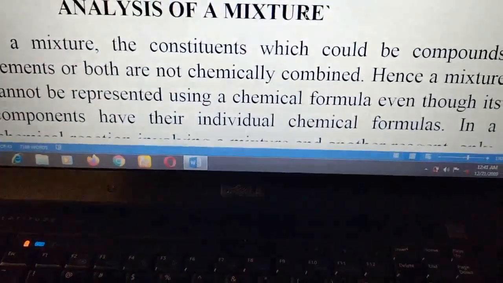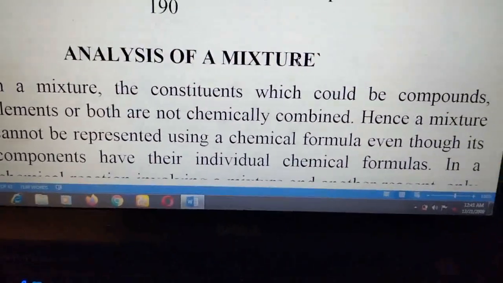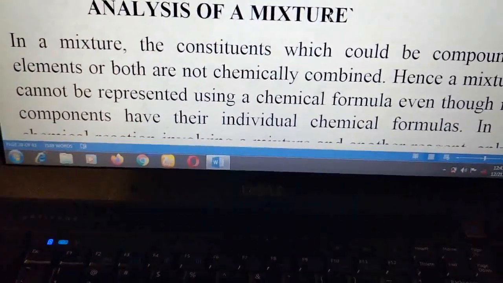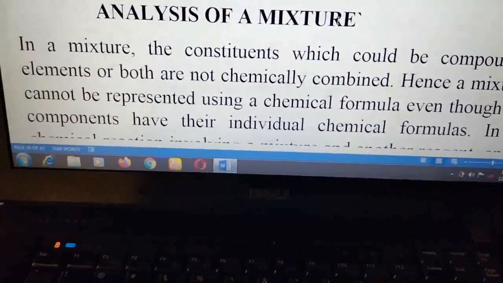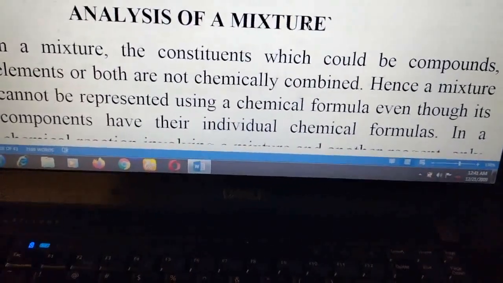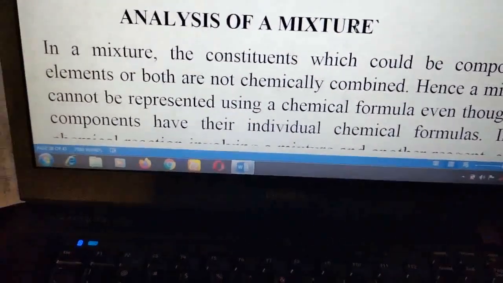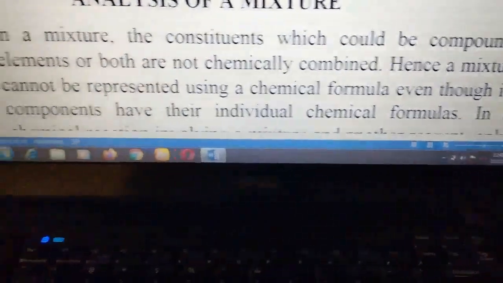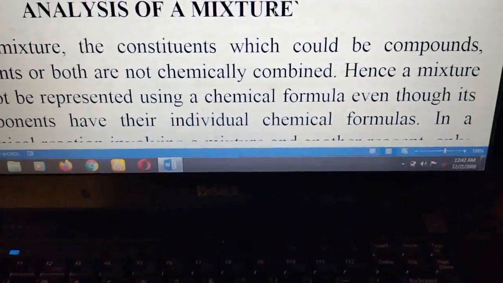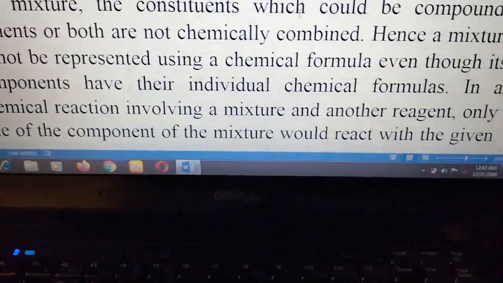Like I used salt and water, you can also have sand and zinc. Zinc is a metal, while sand is silicon dioxide, a compound. It's also a mixture. So a mixture can be compounds mixed together, elements mixed together, like zinc and sulfur, or an element and a compound, like sand and zinc. In a mixture, the constituents, which could be compounds, elements, or both, are not chemically combined. Hence, a mixture cannot be represented using a chemical formula.